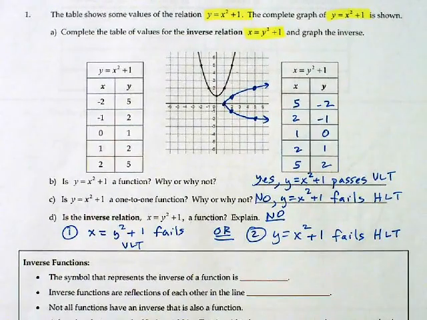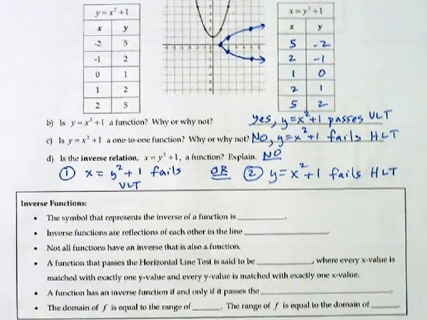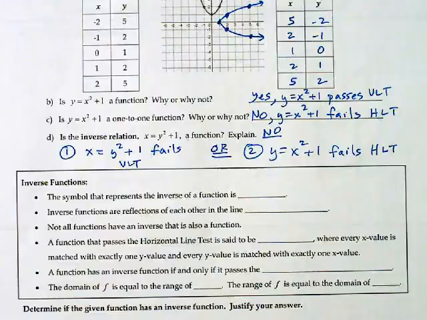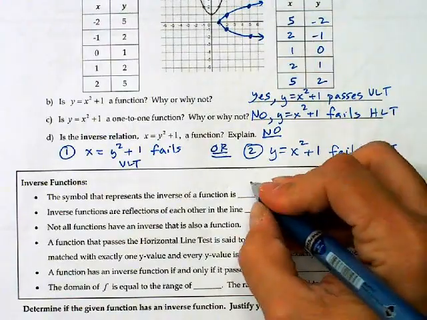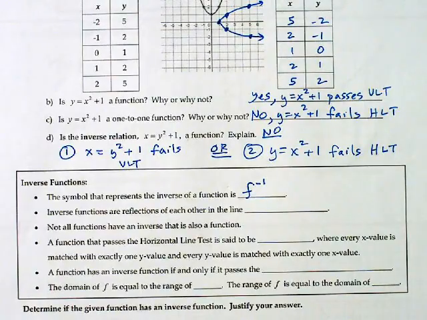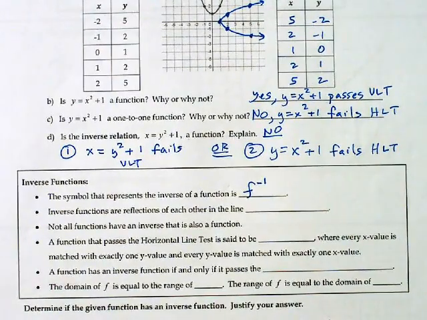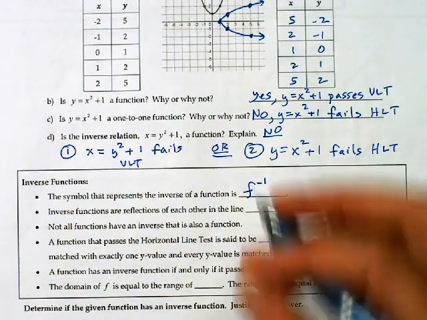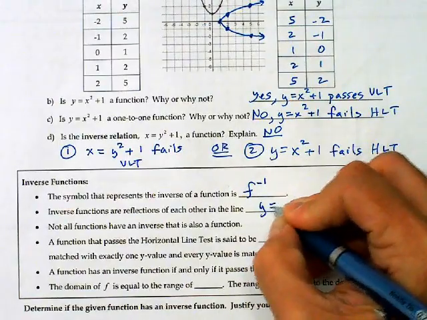So let's establish a few little facts about inverse functions down below here. The symbol that represents the inverse of a function is f with a raised superscript of -1. That does indicate inverse function. Inverse functions are reflections of each other over the line y equals x.